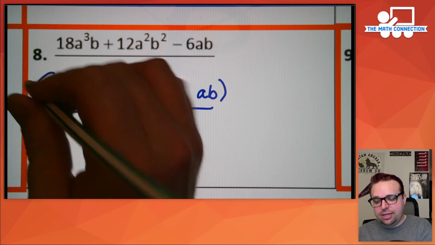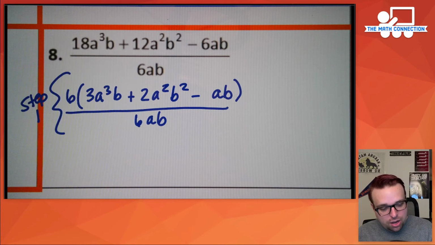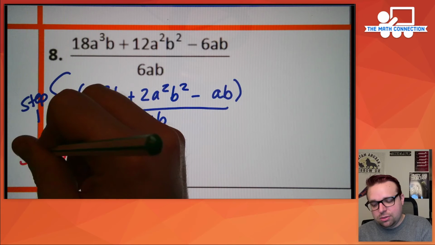So this is step 1. You can't see that. Yes, you can. Okay, switch colors. Let's do red. We're going to do step 2.